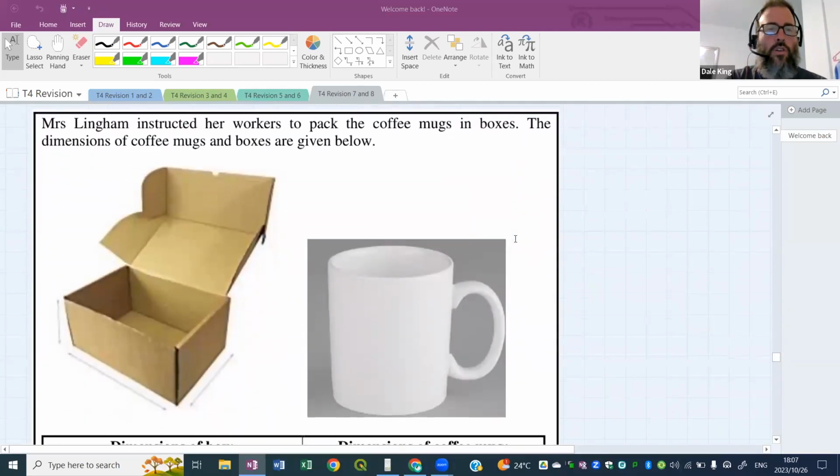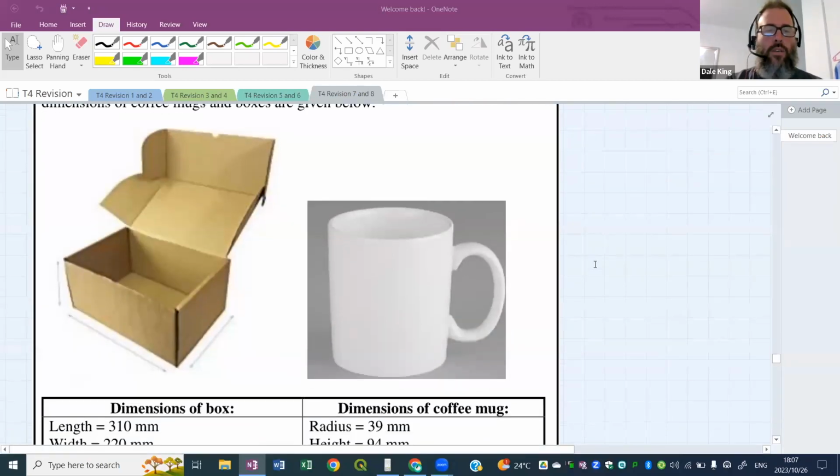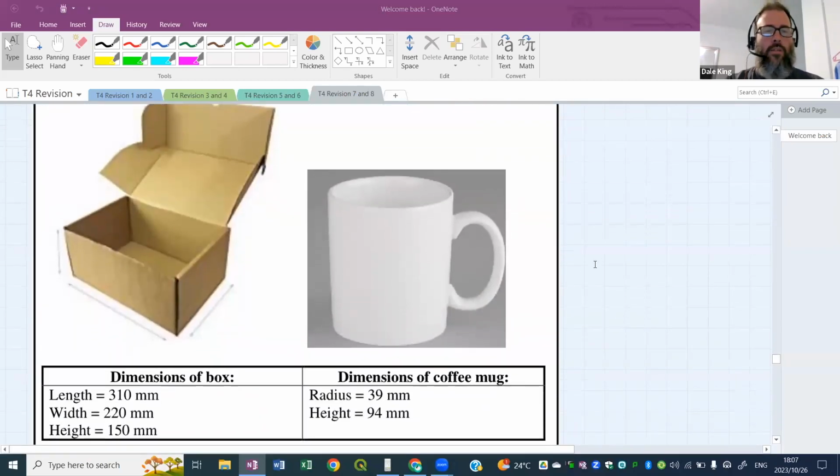Here we go with our first scenario. Mrs. Lingham instructed her workers to pack coffee mugs into boxes. The dimensions of the coffee mugs and the boxes are given below. There we go. So the box on the left, all the dimensions, and the coffee mug on the right with dimensions. We're packing coffee mugs into the box. Sounds pretty easy. Not too bad.